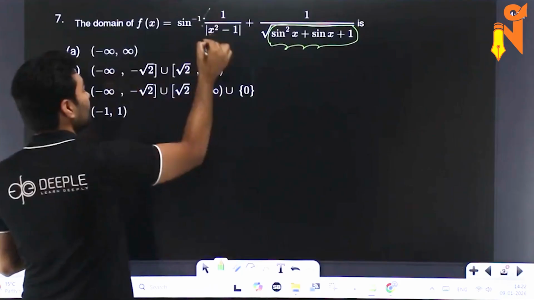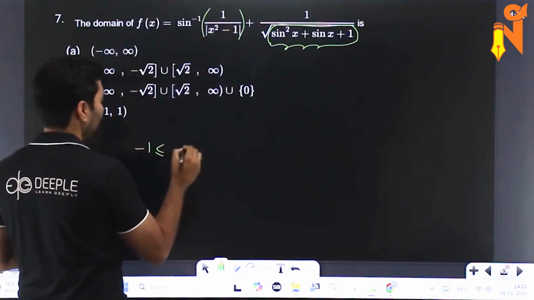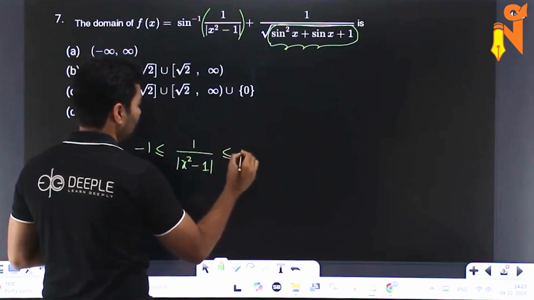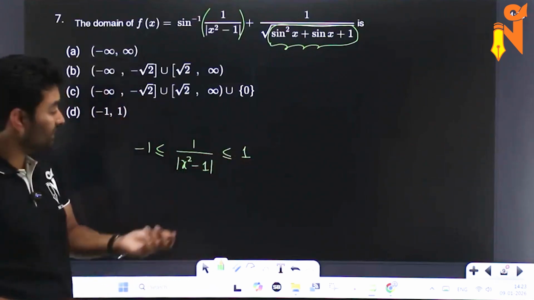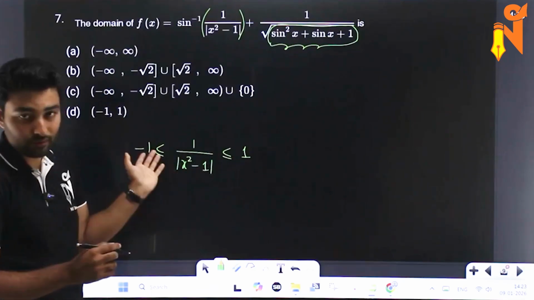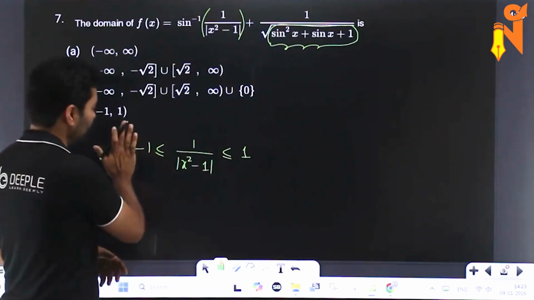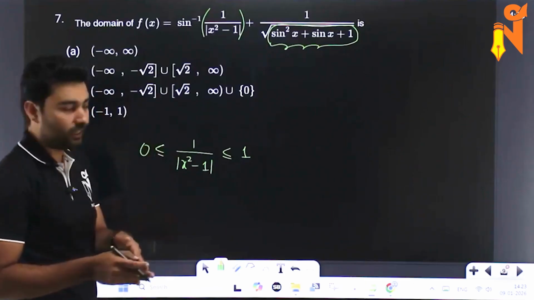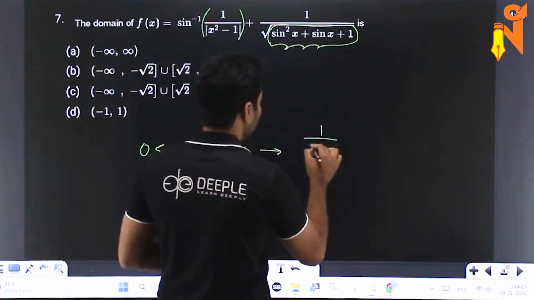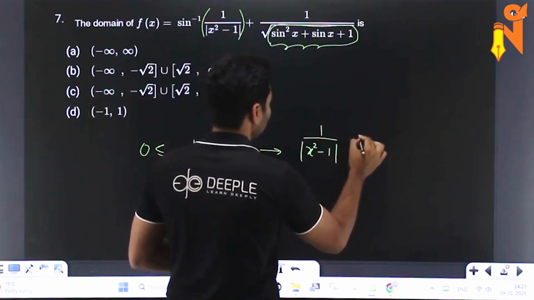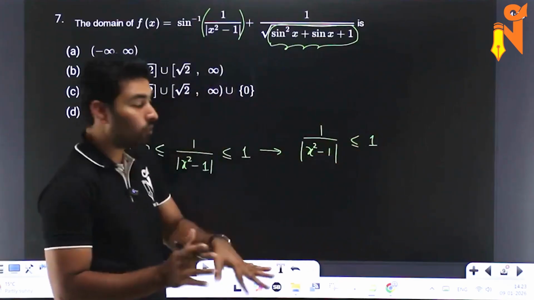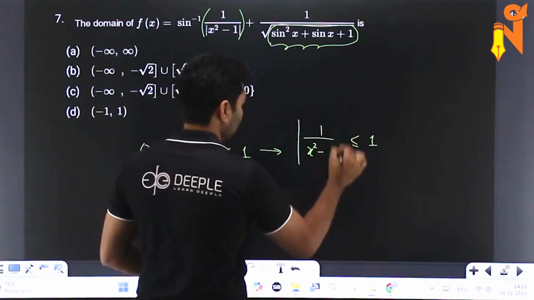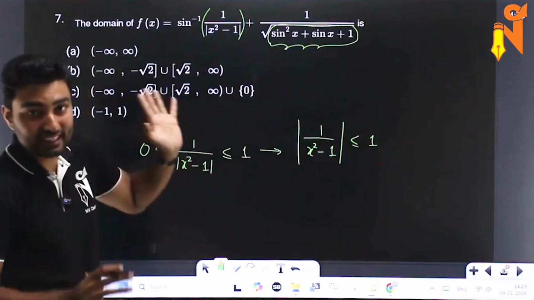Sine inverse of anything, the input should be minus 1 to 1. And you can see clearly that this is a modulus, so it can't be negative. So I will rewrite this expression again like this, with 0 here, which is very obvious. If you are very good in inequality, you can also write this as modulus of 1 by x square minus 1 is less than 1. This only. Or remove the mod like this and write like this. Still, this is exactly the same thing.